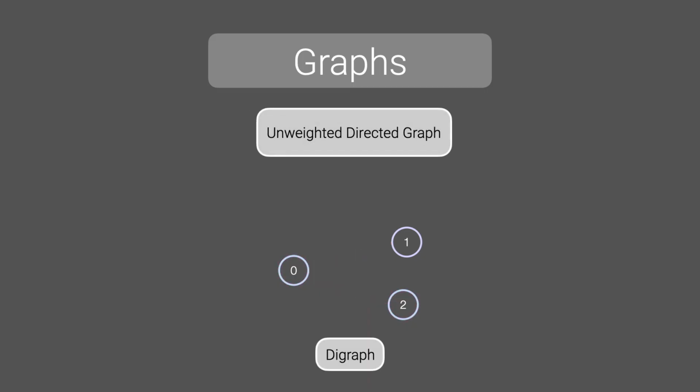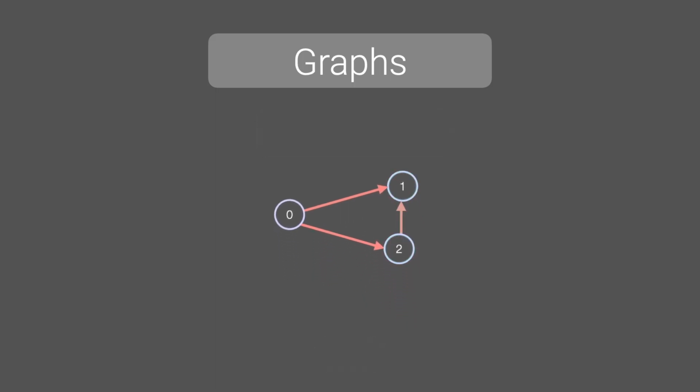Now, let's take a look at a directed graph, also known as a digraph. So, in a digraph, we have what are known as directed edges, meaning that we can only go in the direction of the arrowhead. So if we take a look at vertex 0, we can move from 0 to 1, or 0 to 2. And looking at vertex 2, we can move from 2 to 1.